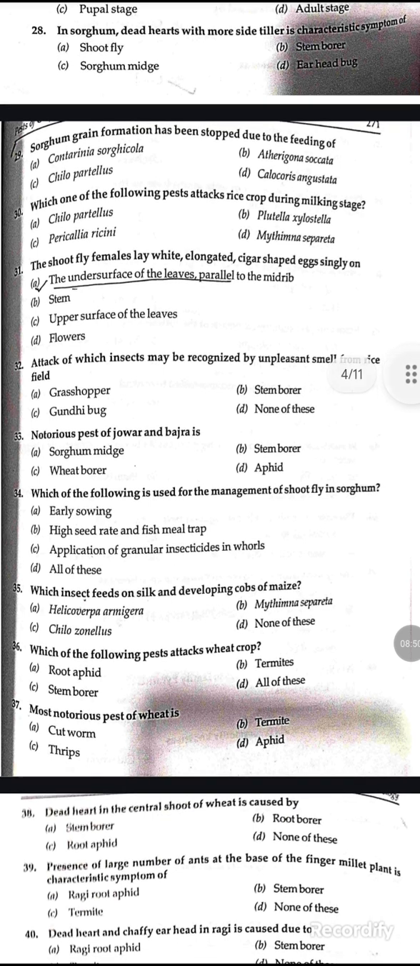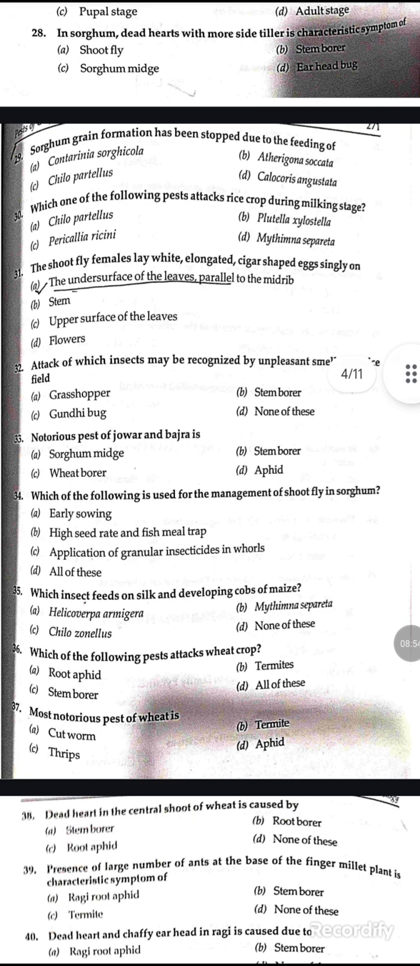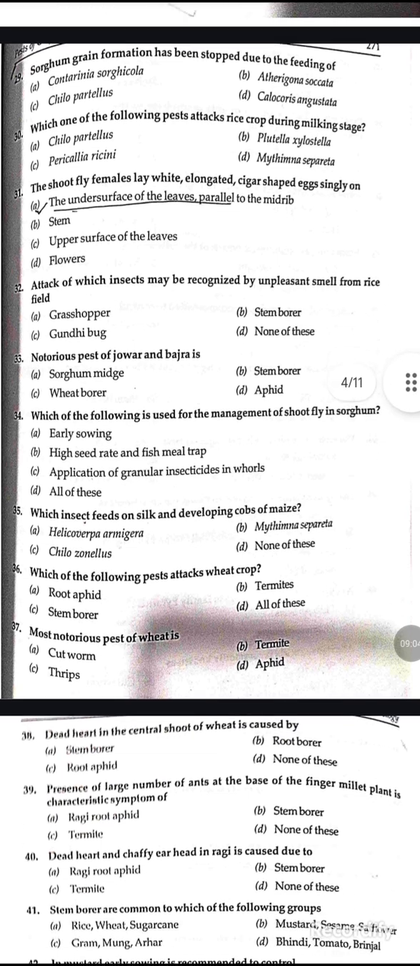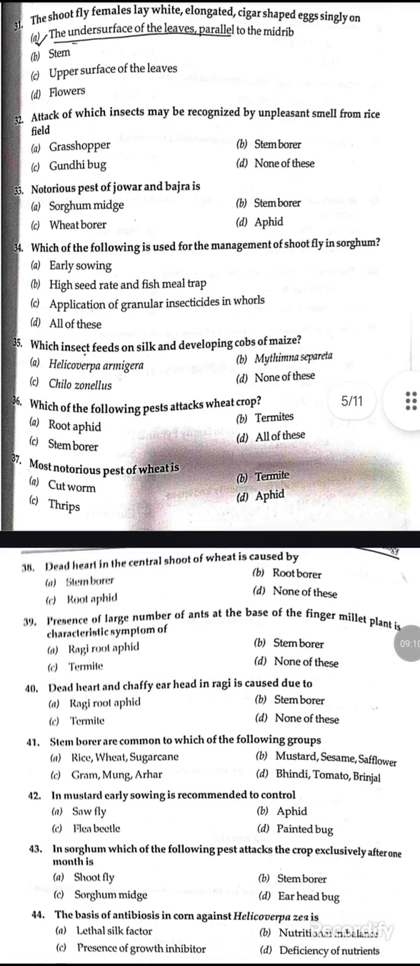Most notorious pest of wheat, that is 37, that is B. Termite is the most notorious pest of wheat. All the pests like the root aphid, termite, stem borer all affect the wheat crop, but termite is the most notorious pest of wheat. And I already discussed Gujia oval is a pest of wheat. So that is 38.